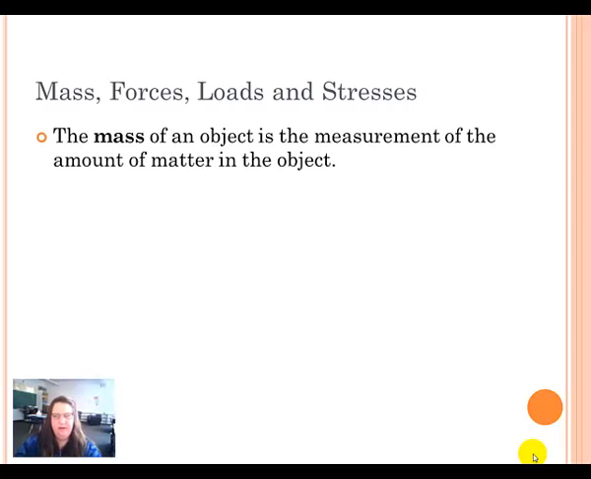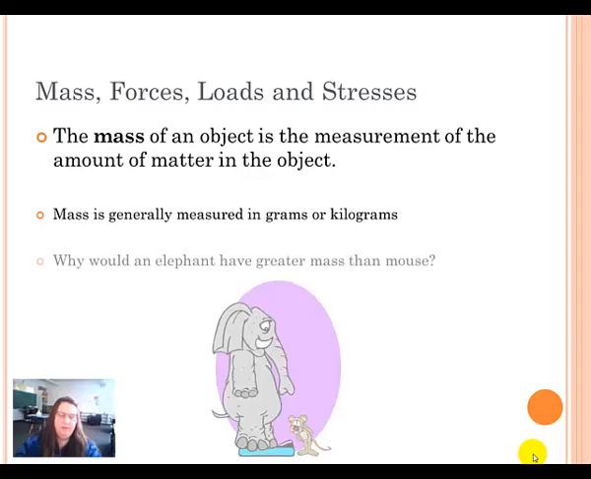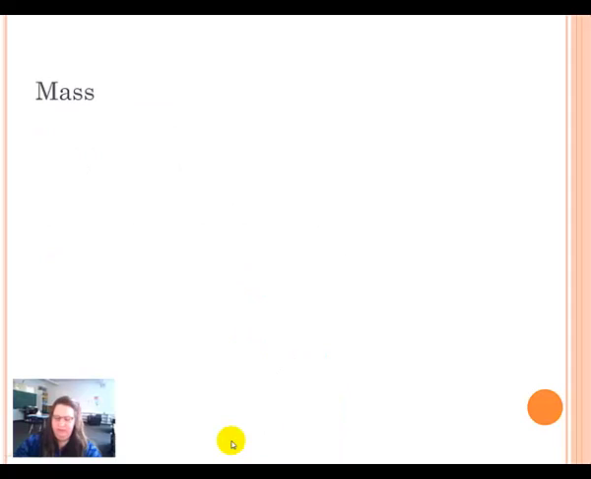The mass of an object is measured by the amount of matter in an object. Mass is generally measured in kilograms or grams. So an elephant would have greater mass than a mouse because it has more matter than a mouse does. The elephant has more matter than the mouse. The mouse is small, the elephant is large.